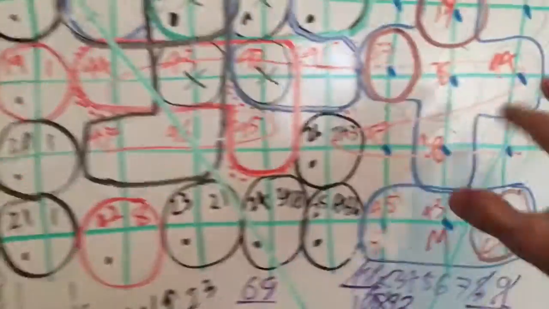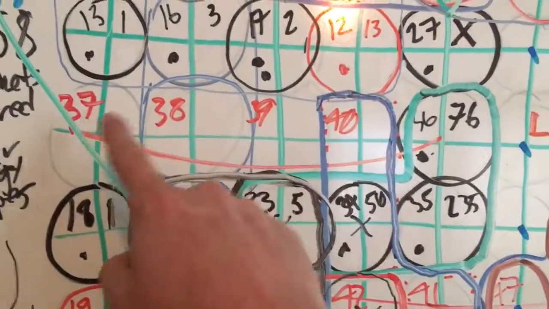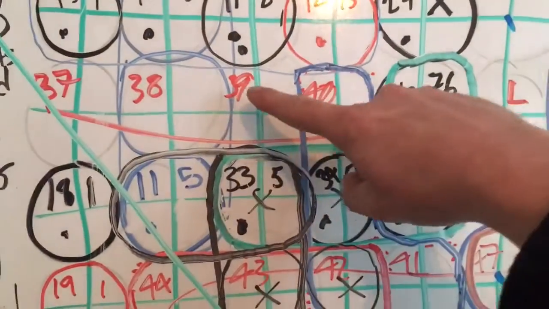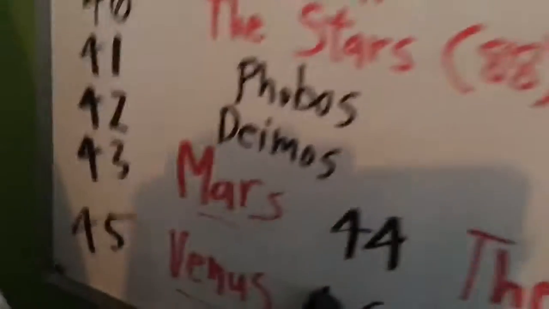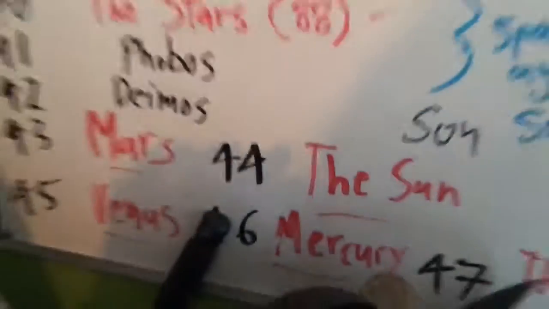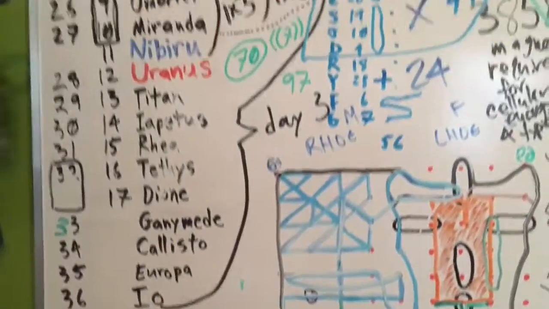See, 39 is Saturn. See, right here. Sorry, I'll show it to you before I run out of time. Yeah. So, there's Saturn, 39. It goes 37, 38, 39, 40. So 39 is Saturn. Okay, 33 is Ganymede, 11 is Nibiru, and 43 is Mars. Okay? Take it all in. Take it all in.